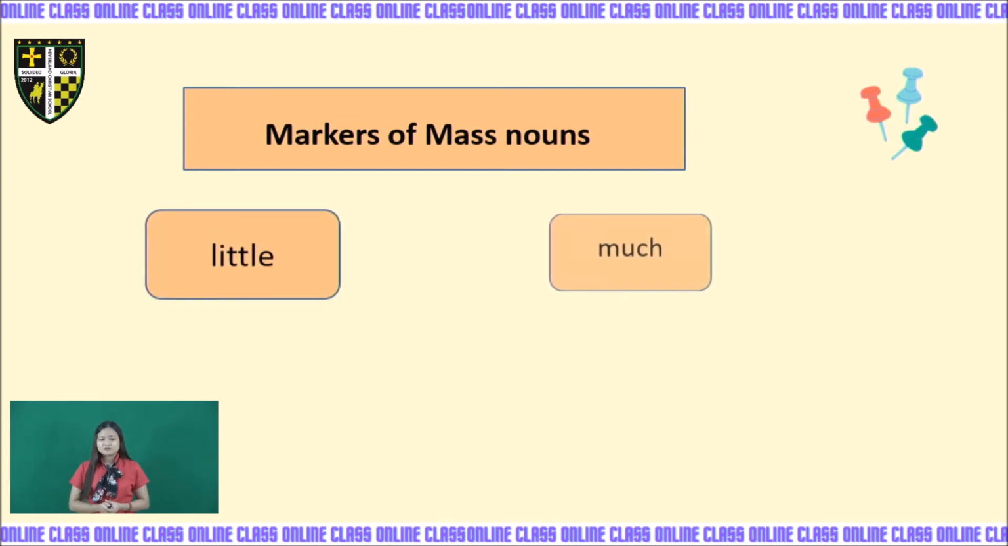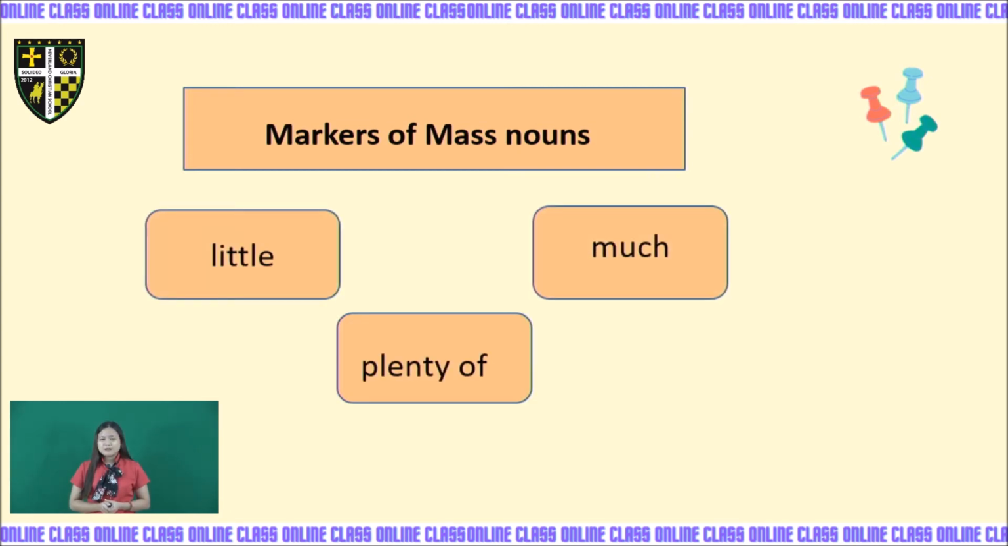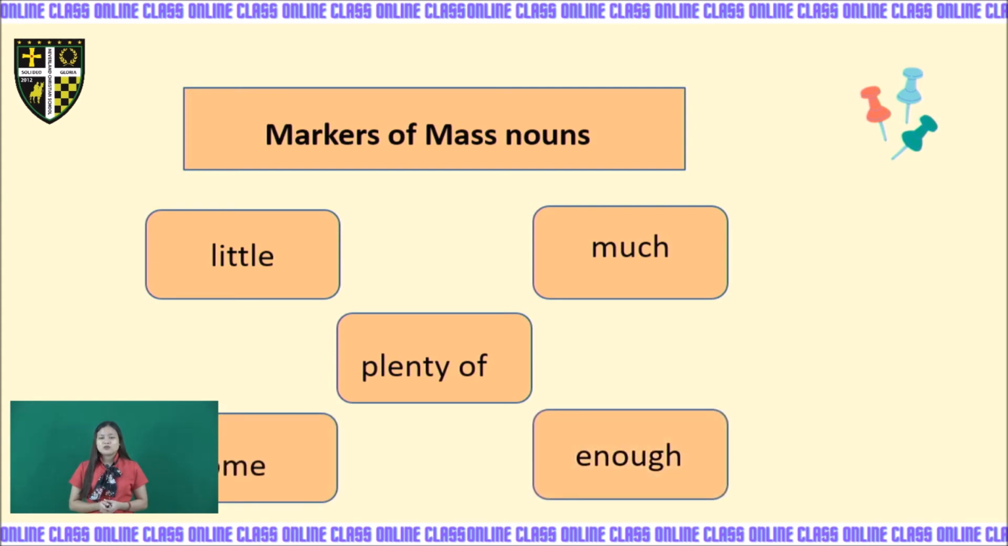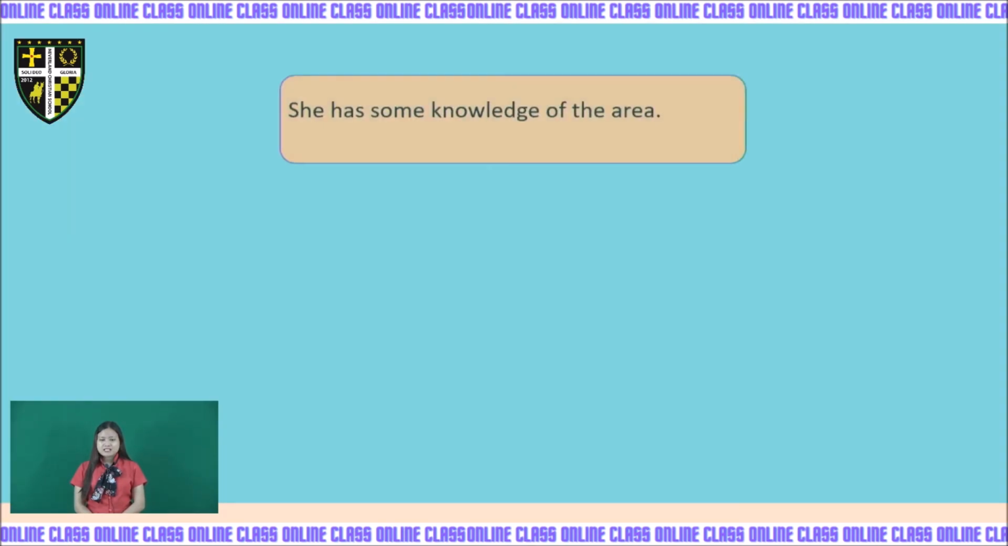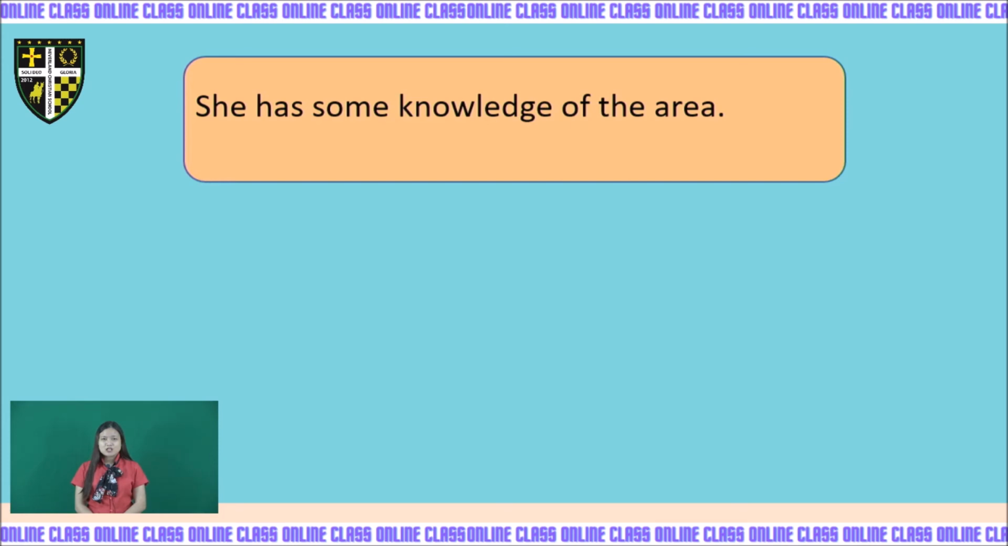Little, much, plenty of, some, and enough. So those are the markers of mass nouns. So let's have an example. She has some knowledge of the area.